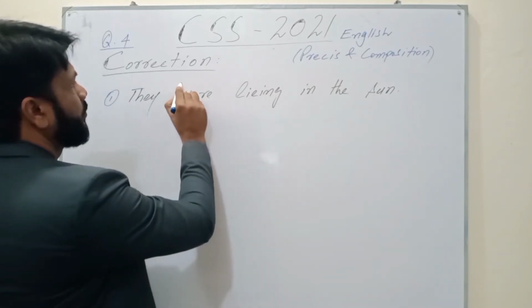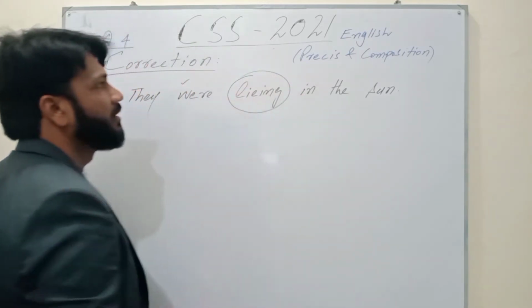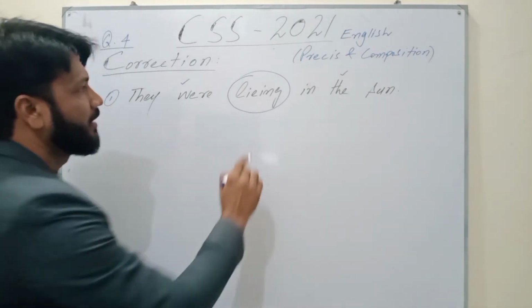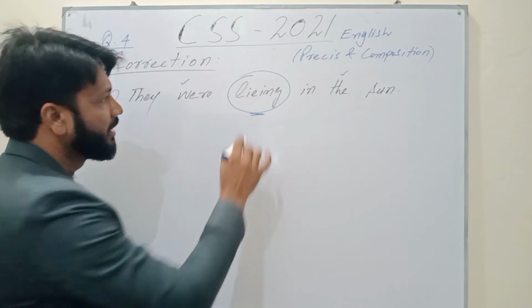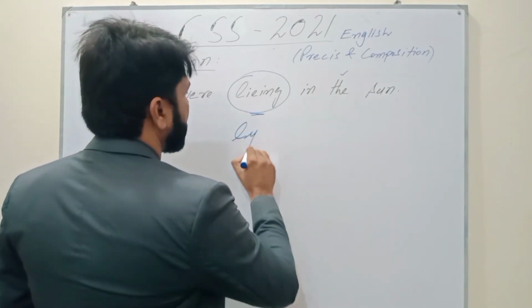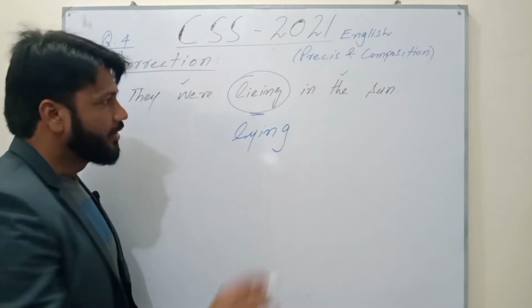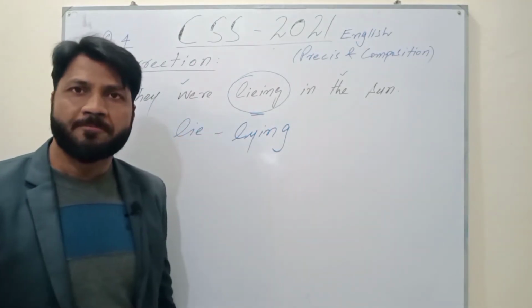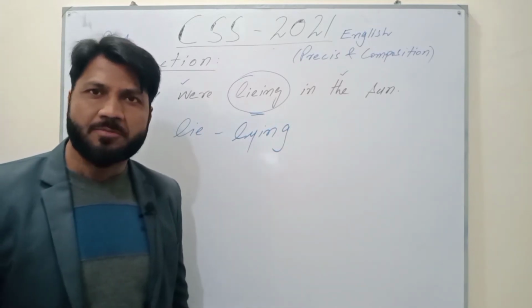They were, okay, no problem, lying in the sun. In the sun is also correct. Lying, here is the error, here is the mistake. And its correction is lying.